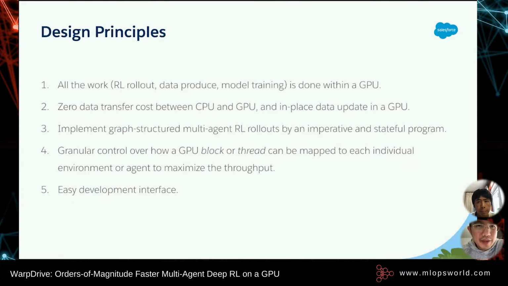Here's a slide on the design principles. As I mentioned, all the work here is done on a single GPU. There's no data transfer cost between a CPU and a GPU. Moreover, our imperative and stateful program is actually easier to work with than the competition because, as I mentioned, JAX, for instance, is a functional programming language, which has pros and cons. We give you very granular control over how GPU blocks and threads can be mapped. So you can build very complicated environments, and we're perfectly compatible with that. Again, it's very hard to do that in existing higher level languages like JAX. We also have a bunch of tools that make it easier for you to develop your own applications using WarpDrive. Okay, next slide.